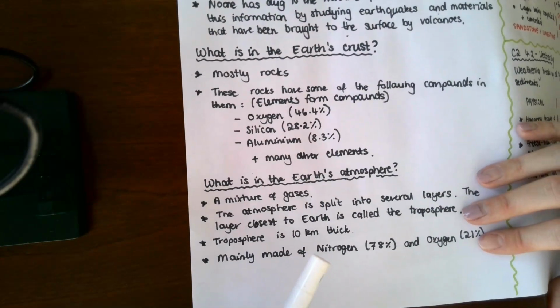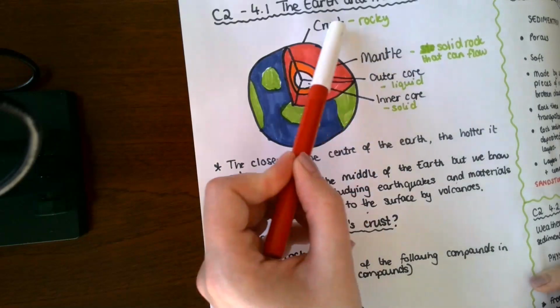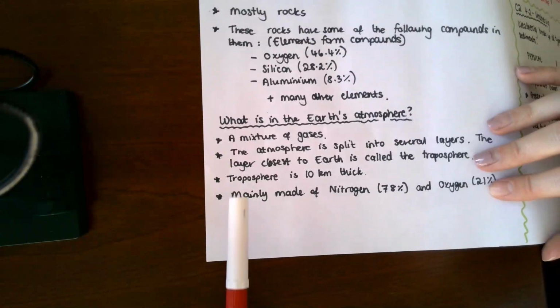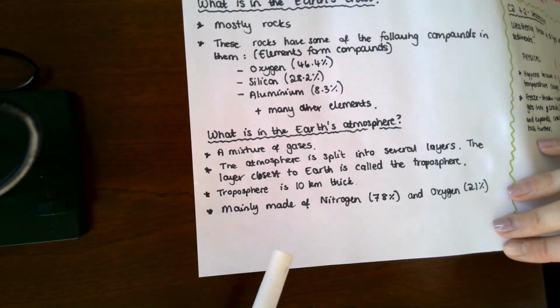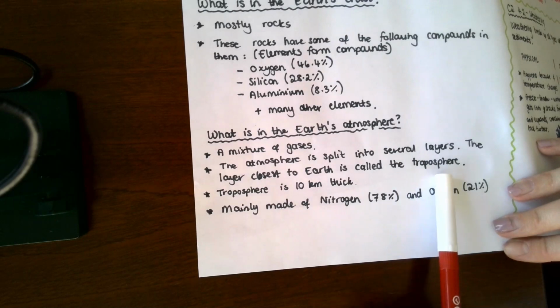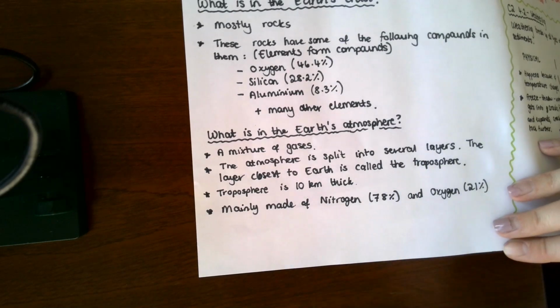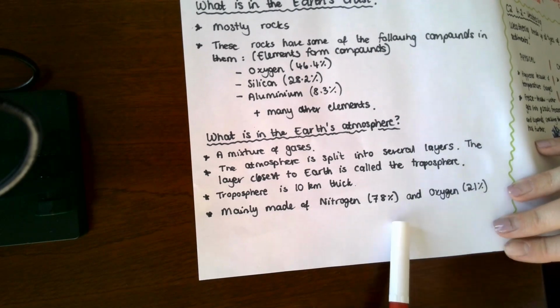Going up to the Earth's atmosphere, so the atmosphere goes around the outside of the planet. Now there's lots of different layers to this, and it is made up of a mixture of gases. The layer closest to the Earth is the troposphere, and this is about 10 kilometers thick, and it's mainly made up of nitrogen and oxygen. So this is generally the air that we breathe.